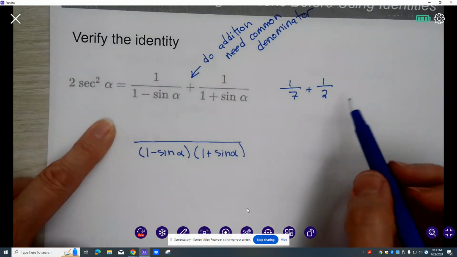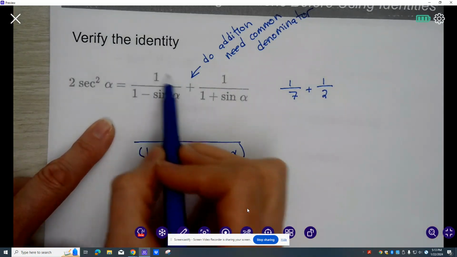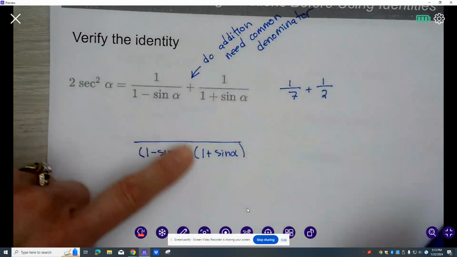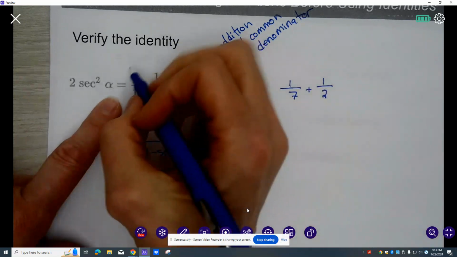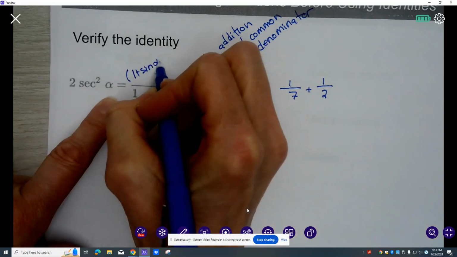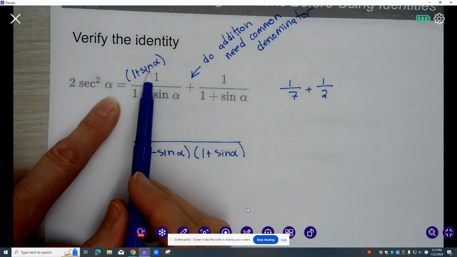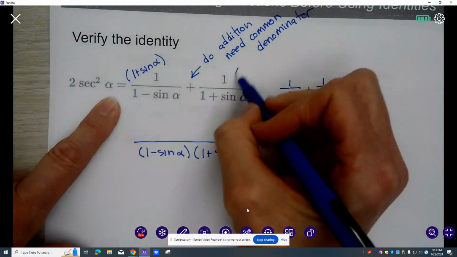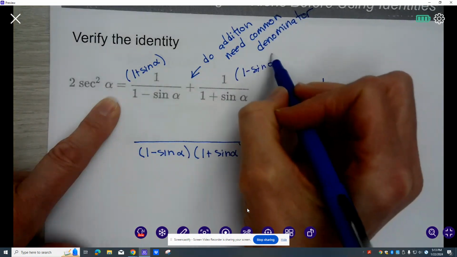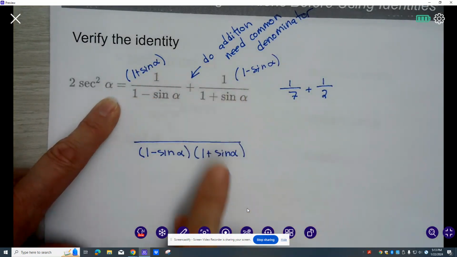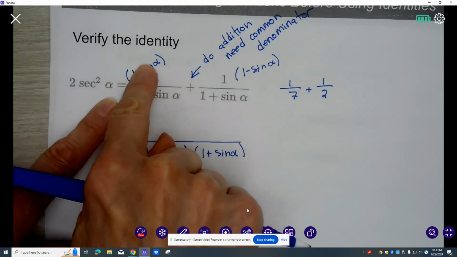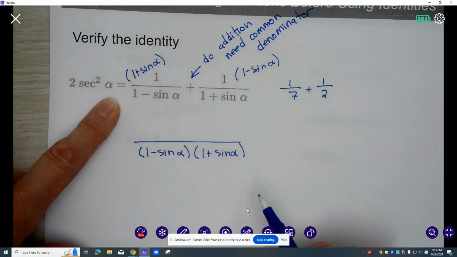Okay, so this fraction right here has the 1 minus, but it's missing the 1 plus. So I want to multiply the top and bottom of this fraction by 1 plus sine. And then I want to multiply the top and bottom of this fraction by 1 minus sine. You can kind of think of it as doing this crisscross. So this I need to multiply up here. This I need to multiply here.